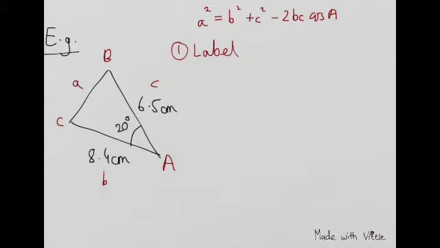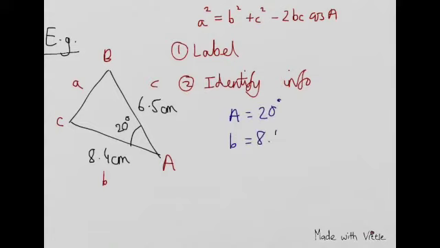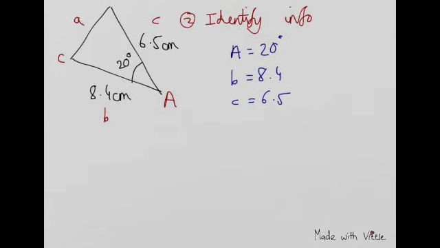Once we've labelled, then we can identify the information from the question, and it's important that we spot that we've got an angle in between two side lengths, so we can use the cosine rule. So we've got capital A equals 20 degrees, little b is 8.4, and little c is 6.5 centimetres.